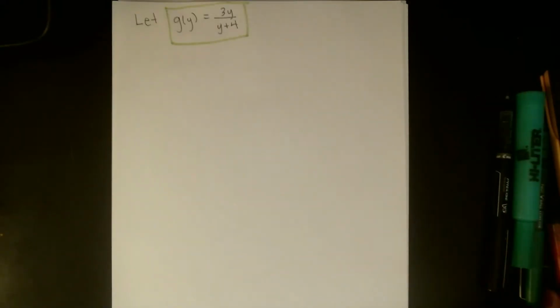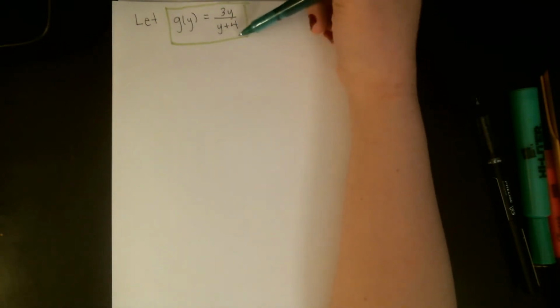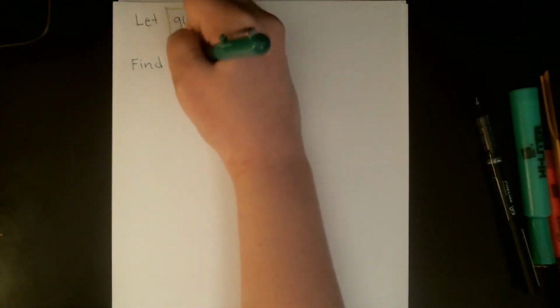So whenever we see g of something, we know that we need to refer back to this rule. And this function is always going to build a fraction, and in the top of the fraction it will put 3 times our input, and in the bottom of the fraction it will put our input plus 4. So every single time that's what's going to happen if we take g of something. Okay, so let's start off with find g of 0.